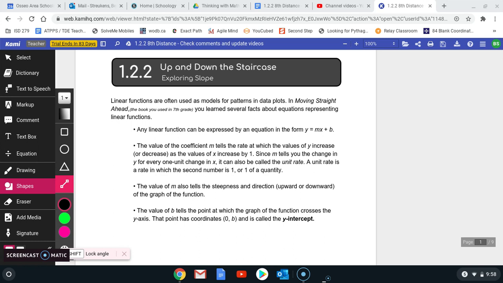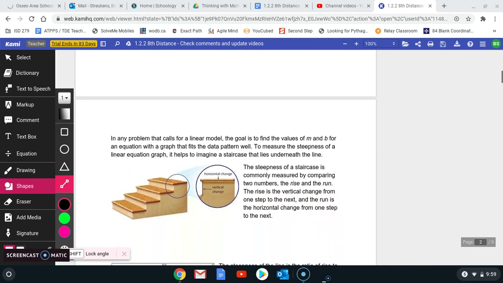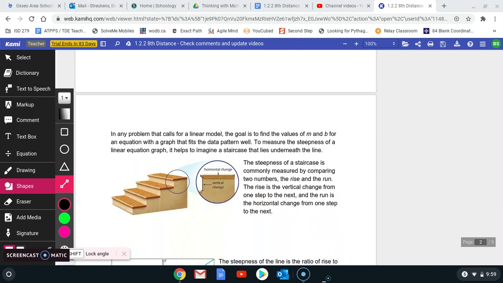The value of m also tells the steepness and direction, either upward or downward, of the graph of the function. The value of b tells the point at which the graph of the function crosses the y-axis. That point has coordinates of 0 and b, so b is whatever number you find for where it crosses the y-axis, and it is called the y-intercept. In any problem that calls for a linear model, the goal is to find the values of m and b for an equation with a graph that fits the data pattern well.